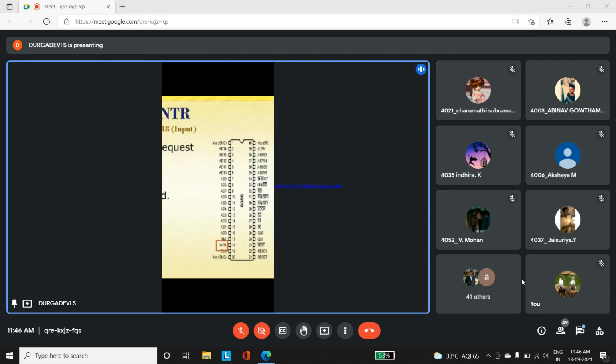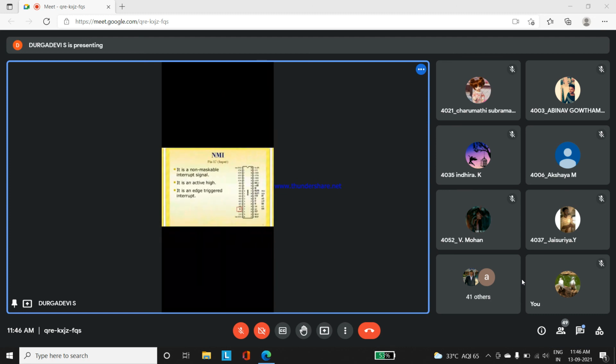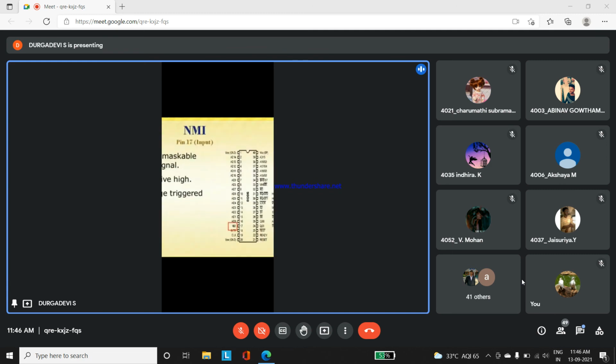I will ask 2 more questions. What are the 2 interrupts? NMI and INTR. Why do I call it non-maskable? Because you cannot hide its request. Definitely you have to service that request. Whereas INTR is not like this. You can mask it also. You can service it, or without servicing also you can leave it. That is this NMI, non-maskable interrupt signal. It is an active high signal. So that's it. This left side, all the signals I have taught you.